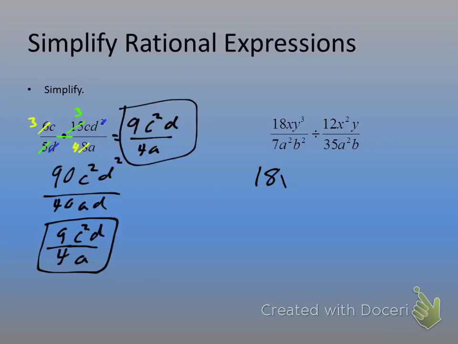So 18xy cubed over 7a squared b squared times 35 a squared b over 12 x squared y. And so like I said, now you're getting into bigger numbers, 18 times 35.